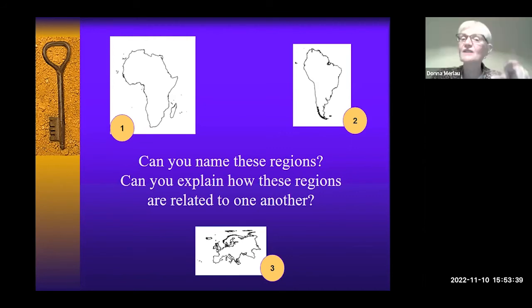So I might want kids to take those 3 pieces and rearrange them, right? 3, Europe, would be north of Africa. South America would be to the west of Africa and west of Europe. All 3 were connected by trade. They were connected by the slave trade in particular, right? So I can talk about what those relationships were and how they interact.